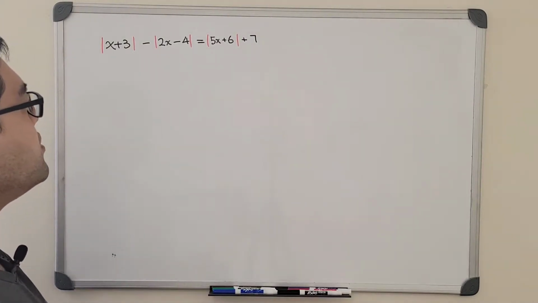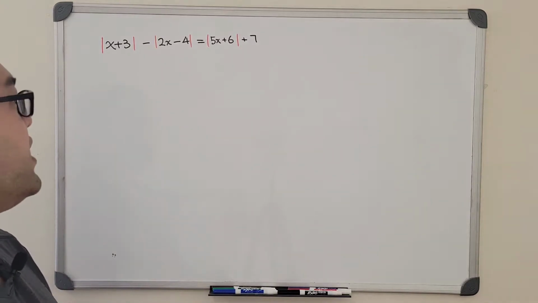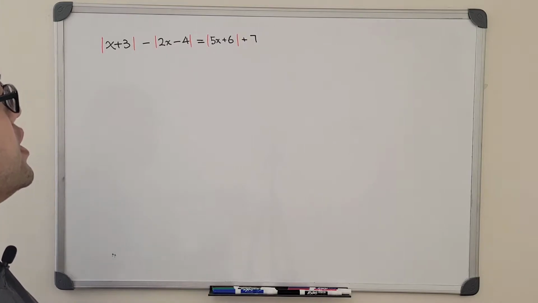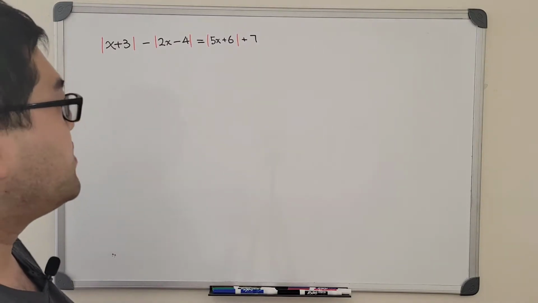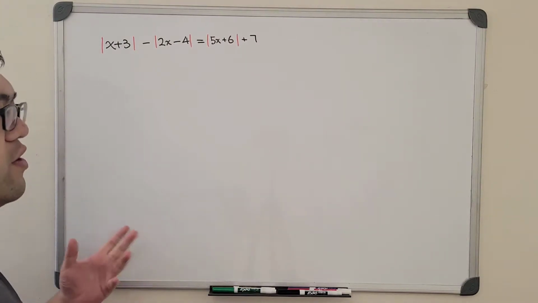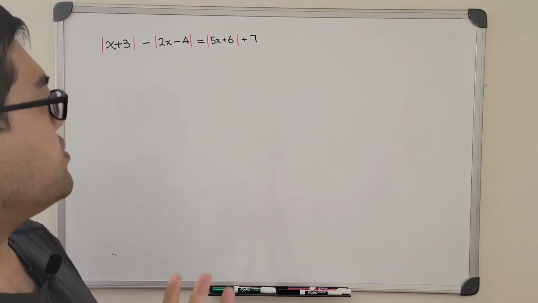This time we're going to look at modulus, namely the absolute value of x plus 3 minus the absolute value of 2x minus 4 equals the absolute value of 5x plus 6 plus 7. So before we move on and talk about the solution, let's pause the video and think about it yourself.